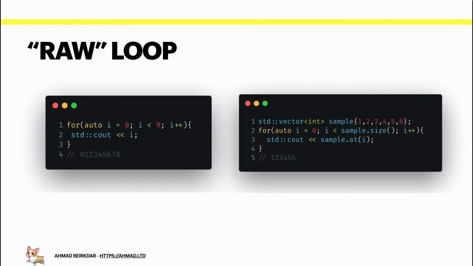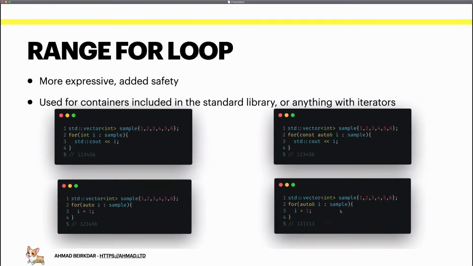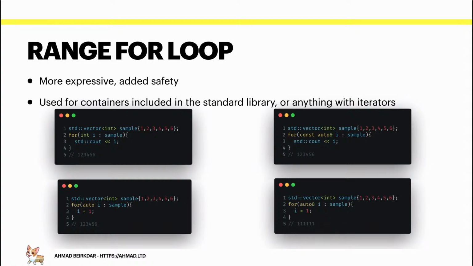But yeah, one thing to note is raw loops should never be used for containers or data structures. You should always use range loops because you have the added safety. They're used for containers, including the standard library or anything with iterators. Remember how I mentioned that C++ is pretty generic. We have containers, which are generic, and then we have generic algorithms. And both of these interact using iterators. So if you create a data structure yourself and you implement iterators for it, you are able to use all the standard library algorithms, the range for loops, and everything.